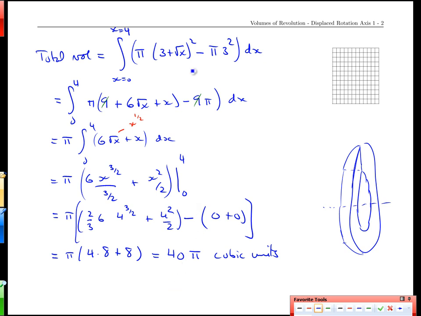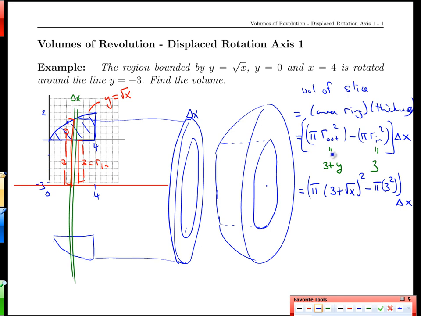That's it. The key thing is the integration step is exactly what we've seen before. The challenge is going to be, repeatedly, the intellectual effort to arrive at the volume of one slice. So focus on that part first and foremost as you go through the practice problems.